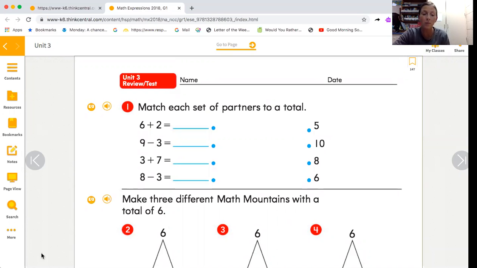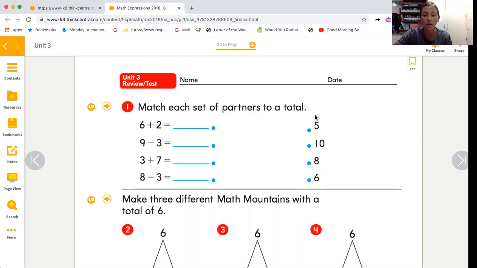All right, problem number 1. It says match each set of partners to a total. So 6 plus 2 equals, which one of these over here? Draw a line from this dot to one of the dots over here, only one line. Okay, pause each time you need to solve the problem.